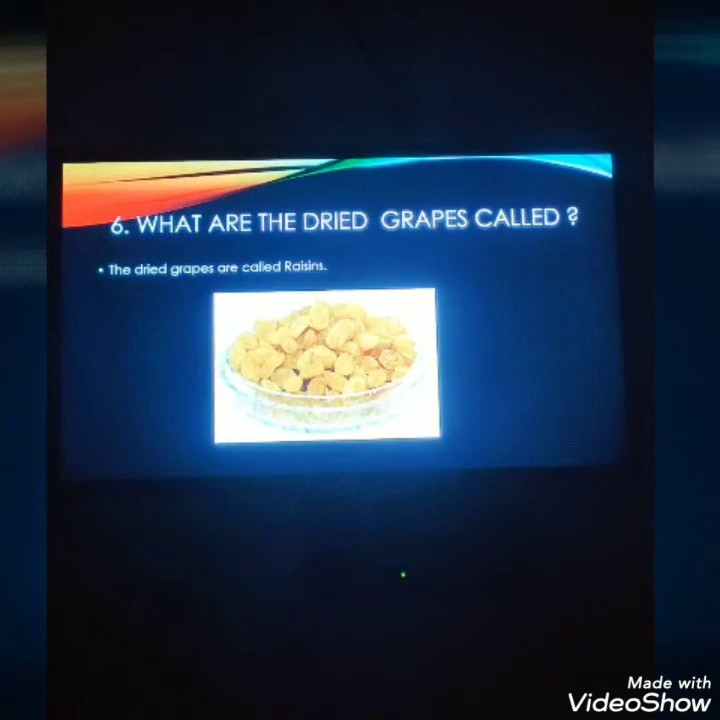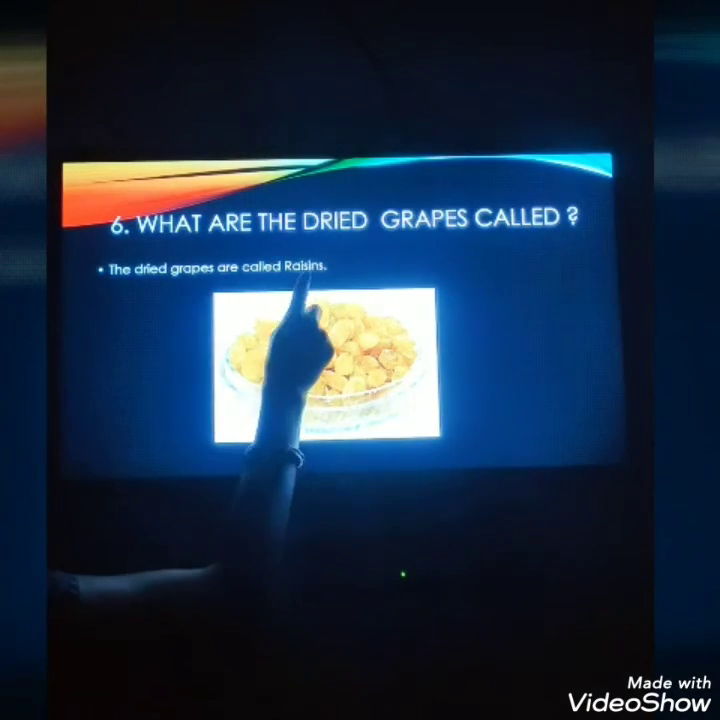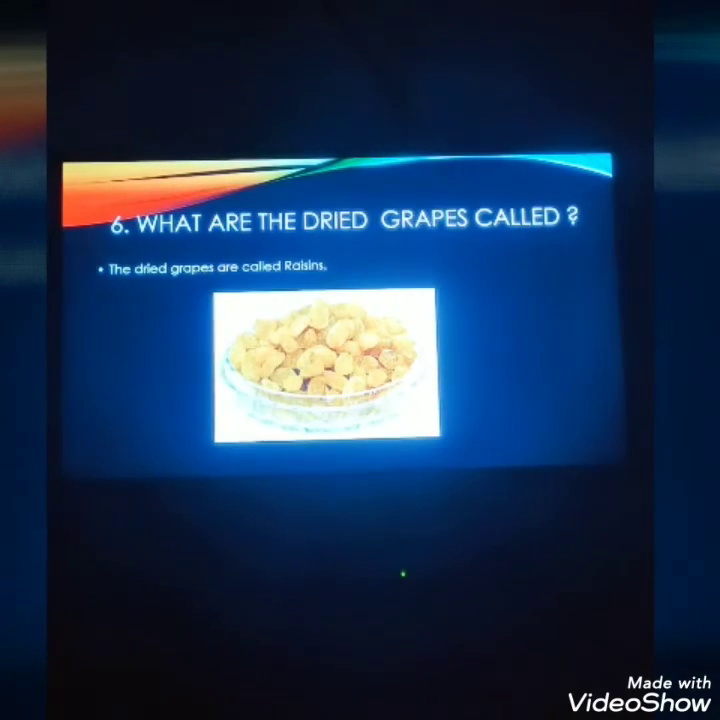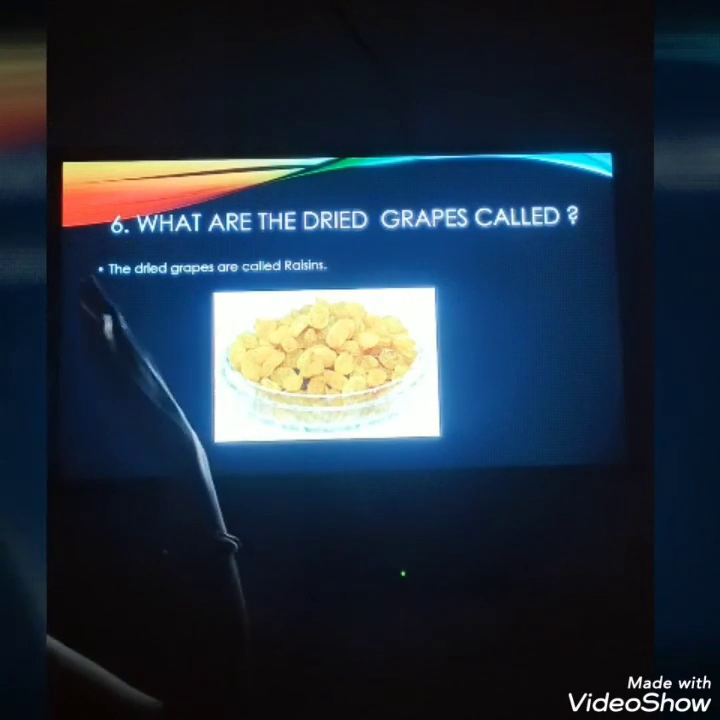What are dried grapes called? You have eaten grapes, and when you eat dried grapes, can you recall what we call them? Dried grapes are called raisins. Kishmish. We eat kishmish. Kishmish is dried grapes.